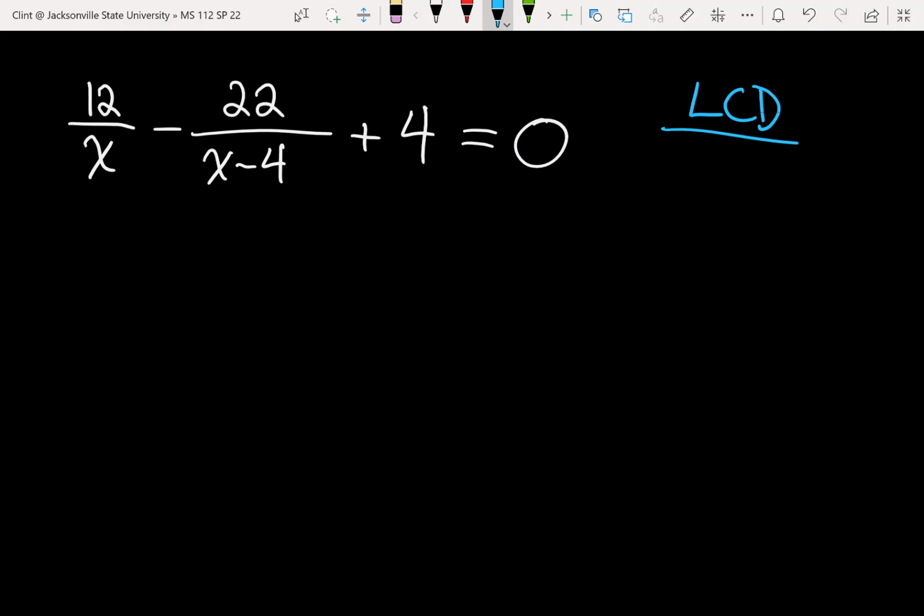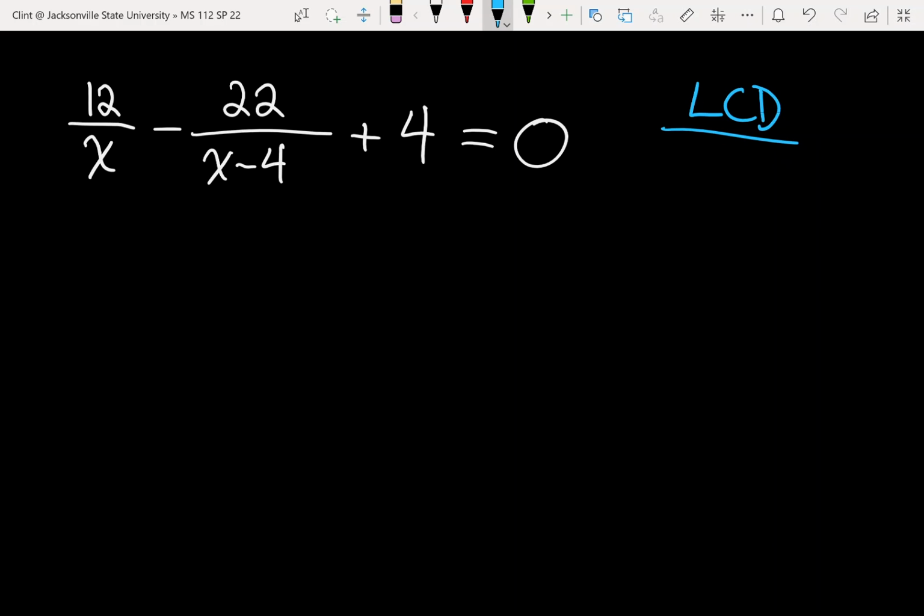Alright, so strategy we want to take is that we need to make sure all of our denominators are factored. Make sure there's no factoring we can do with the denominators. The first step here, they're factored, so nothing to worry about there. And then for our LCD, we just go through each denominator and we need to make sure that whatever factors it has are represented in our LCD.